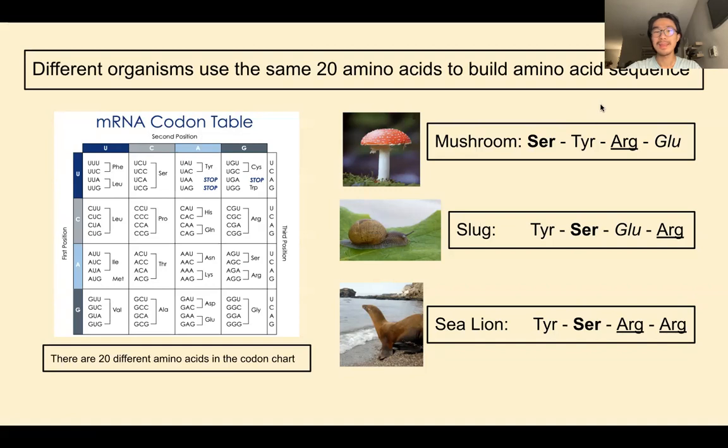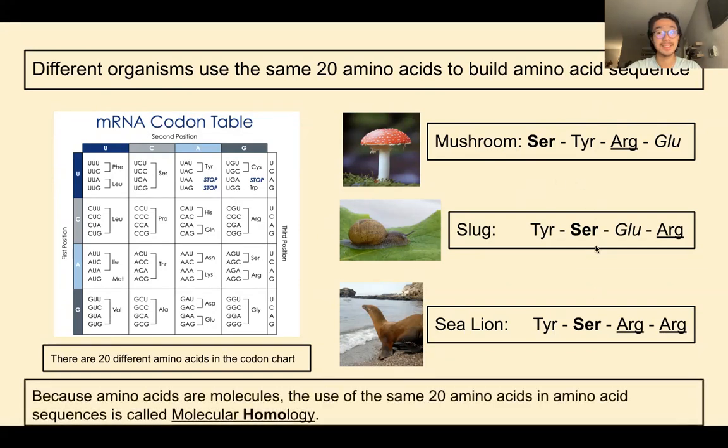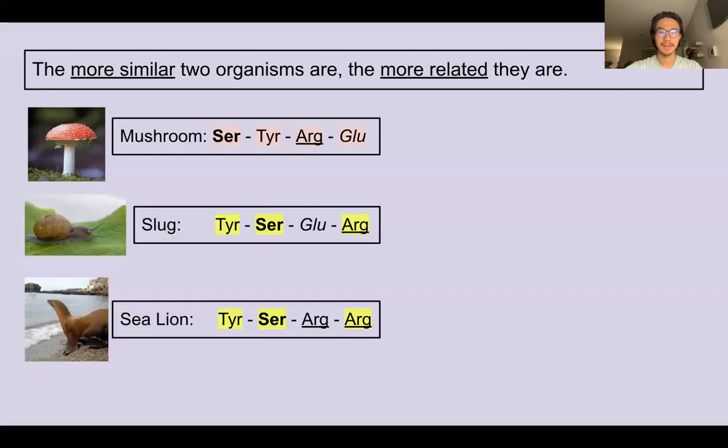But we know that even if an organism is different, they still use the same 20 amino acids to build an amino acid sequence. So mushrooms use the same 20, slugs use the same 20 amino acids, and so do sea lions. They all use the same 20 amino acids, even though they might be in different order. Notice how serine is in different order. It's in the first location for mushroom, second position for slug and sea lion. Because amino acids are molecules, the use of the same amino acids in an amino acid sequence is called molecular homology.